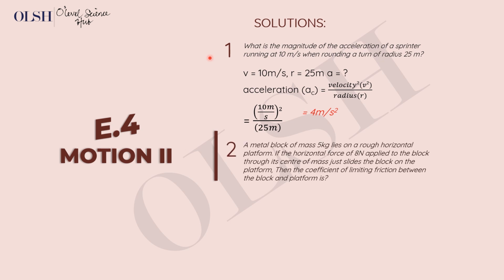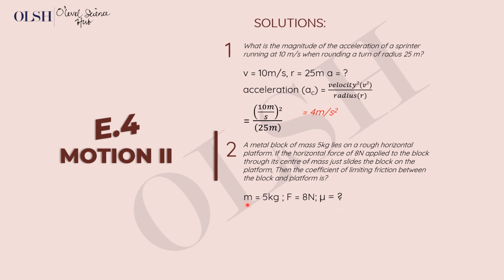A metal block of mass 5 kg lies on a rough horizontal platform. If a horizontal force of 8 newtons applied to the block through its center of mass just slides the block on the platform, then the coefficient of limiting friction between the block and platform is? The values we're given are mass 5 kilograms and force 8 newtons, and we have to find the coefficient of limiting friction.